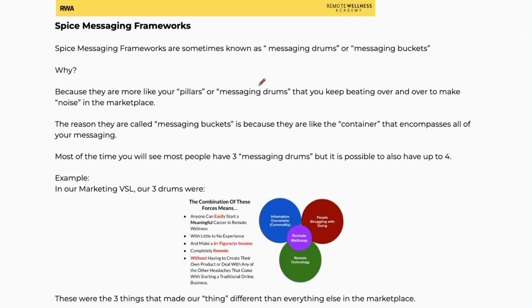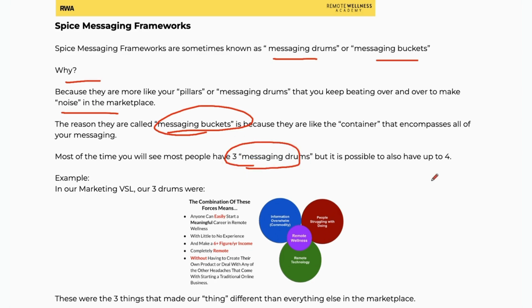Sometimes these are known as your messaging drums or your messaging buckets. The reason why is because these are kind of like the messaging drums that you beat over and over again to make noise in the marketplace. And the reason why they're called your messaging buckets is because they're kind of like the containers that encompass all of the different messaging that you might have. A lot of times it is going to be typically around 3 messaging drums. It is possible sometimes to also have 4, right?